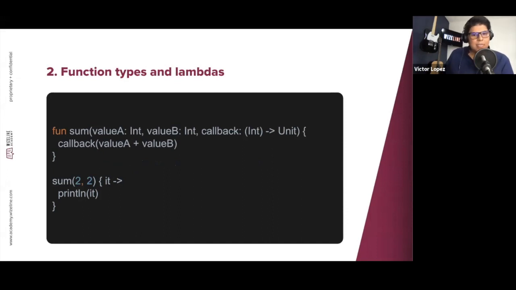Here is an example of how it works. In this case, we are calling the function sum. We are passing the two numbers that are required, 2 and 2. And then we see that we have the lambda. And again, if we want to use the value of the lambda, we need to use the it, then put the arrow, and then we can use the value that the lambda is returning, okay?